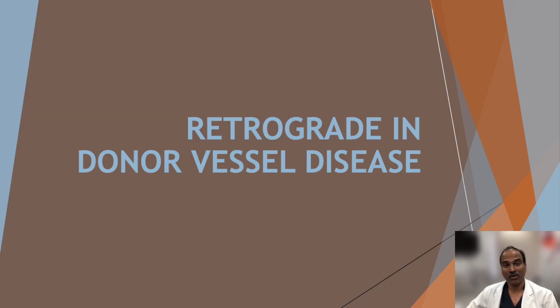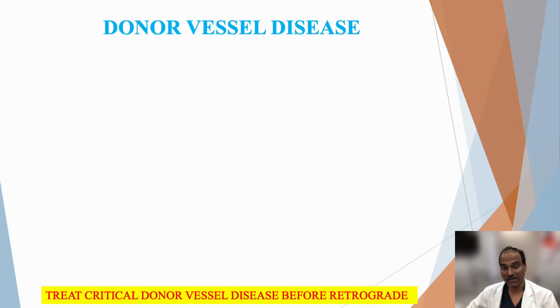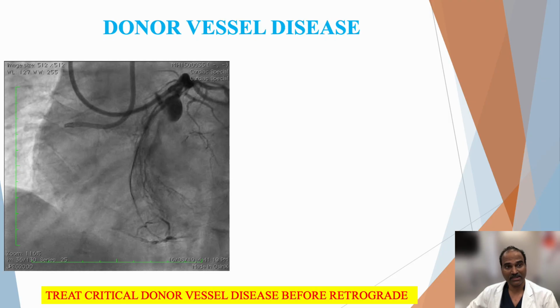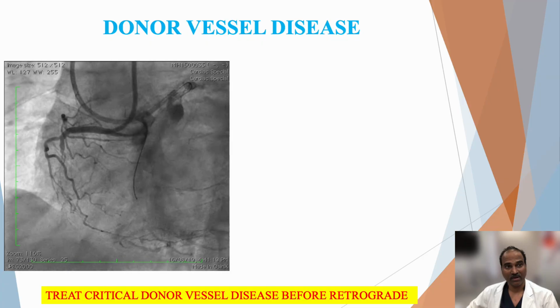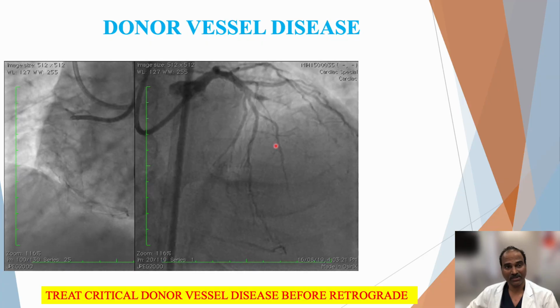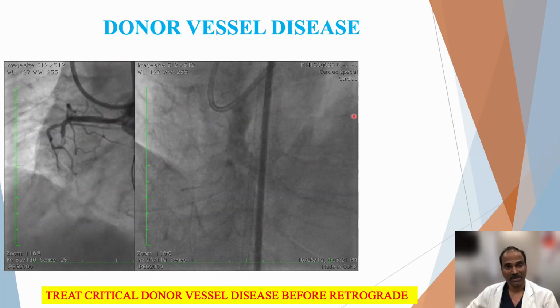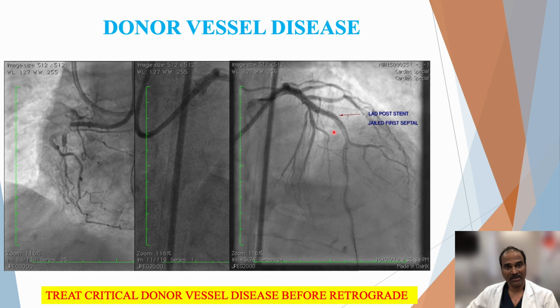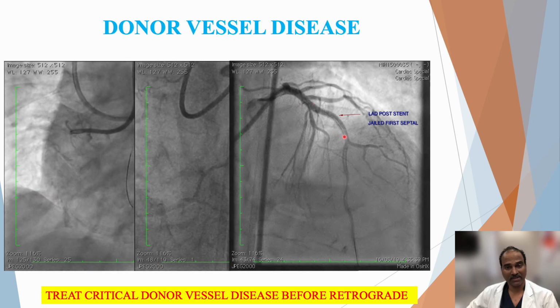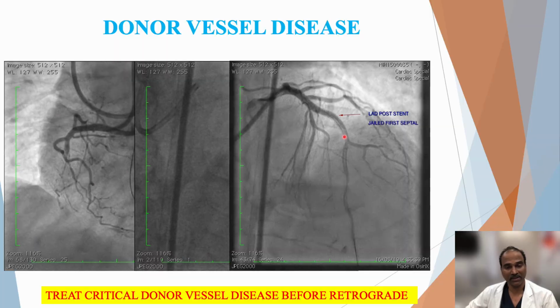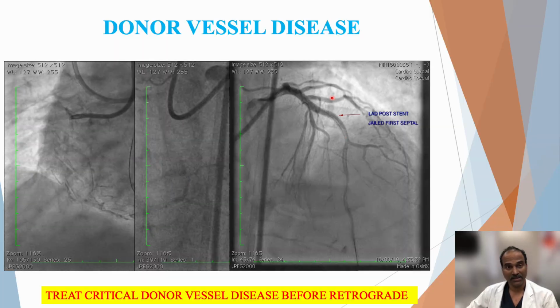Retrograde in a critical donor vessel disease. This is another thing you have to address before going to treat your retrograde CTO. See here, it's an RCA CTO as well as a significant LAD lesion, and the LAD was a donor vessel. You can see these are the donor septals, and when there is such a critical lesion, always address this. Otherwise, the patient can go bad during your retrograde intervention. So treat this.